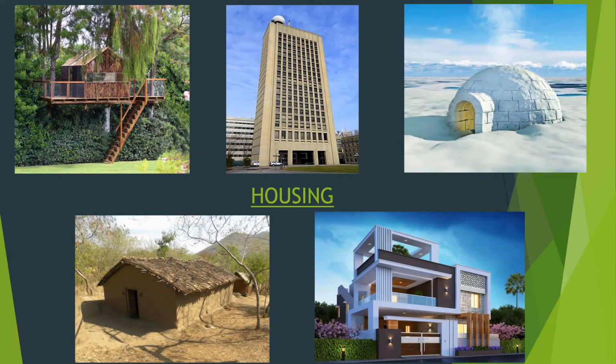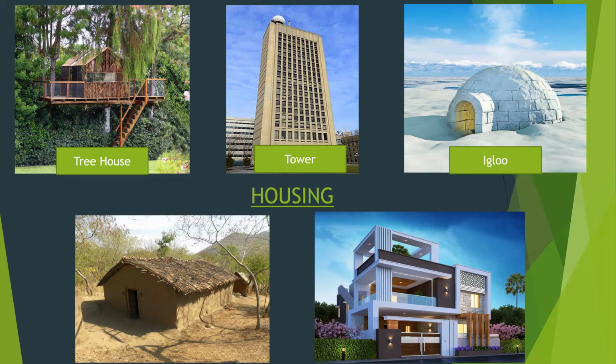Students, can you identify the different images on the screen? Yes, you very well answered. The first image is a tree house. The second image is a tower. Well, the third image displays an igloo. The fourth image displays a hut. And the fifth image displays a bungalow.